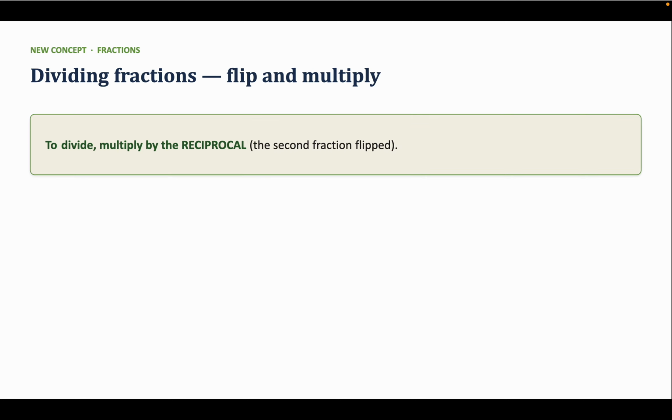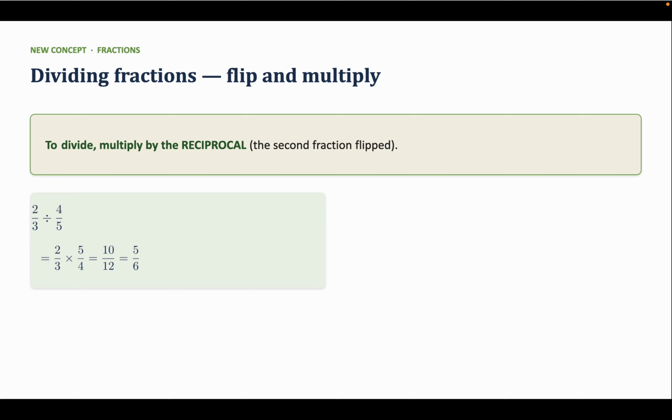Dividing fractions, we want to flip and multiply. So to divide, we want to multiply by the reciprocal. The second fraction must be flipped. So here's an example. We have 2/3 divided by 4/5.